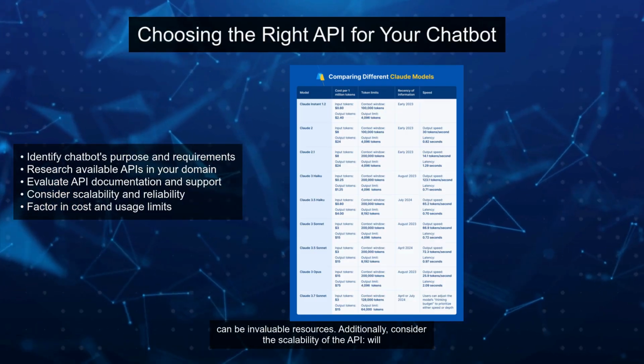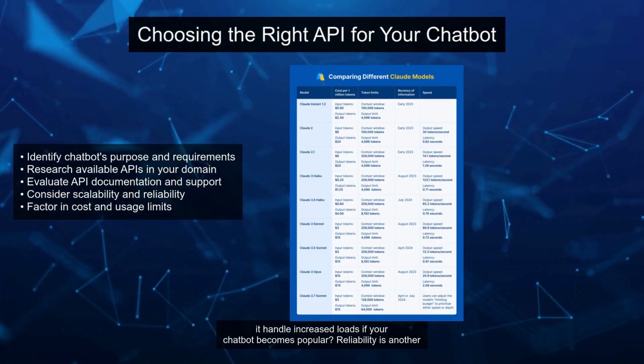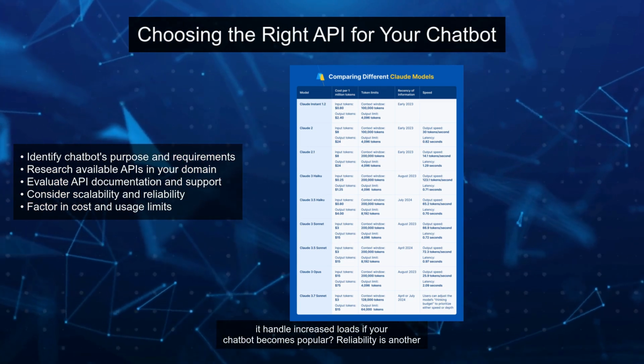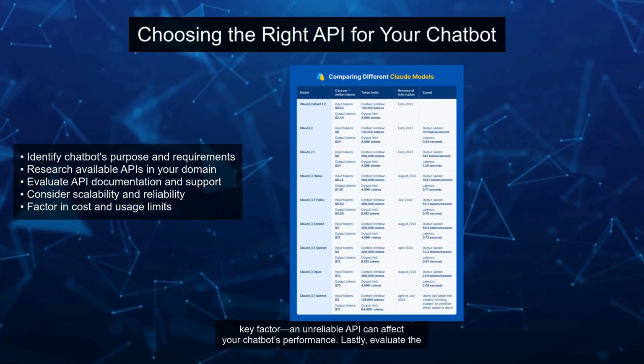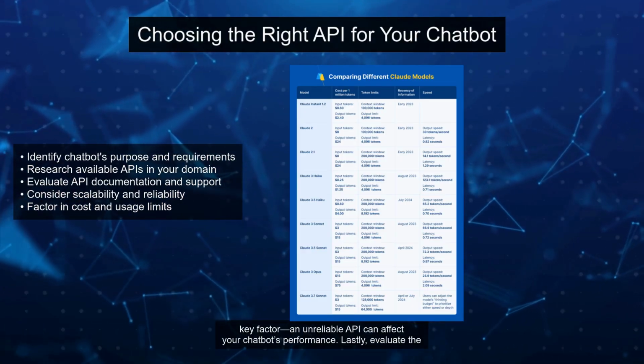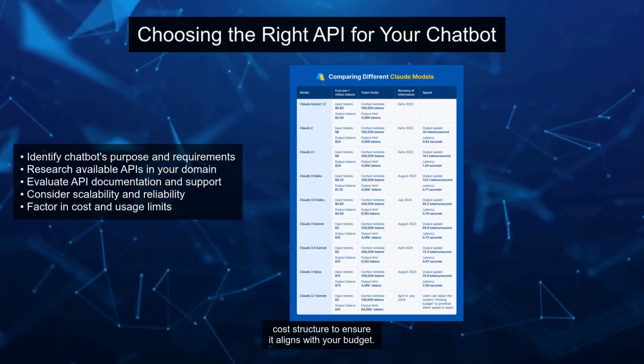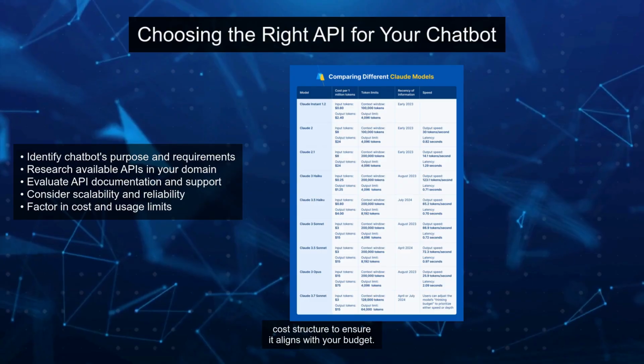Additionally, consider the scalability of the API. Will it handle increased loads if your chatbot becomes popular? Reliability is another key factor. An unreliable API can affect your chatbot's performance. Lastly, evaluate the cost structure to ensure it aligns with your budget.